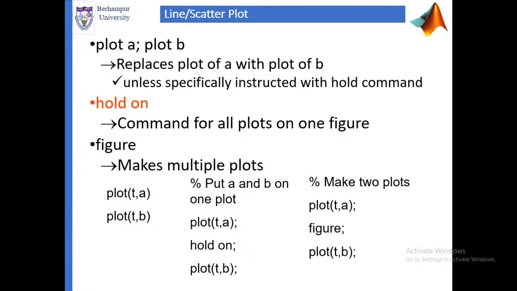Now we'll see some other features. Suppose you write plot A, then the next command line is plot B. What will happen? The moment you write plot A and press enter, the first plot will be done. So you will see the first plot. Then once you write plot B, the first plot will be eliminated. There will be no first plot, it will be extinguished, and you will get the second plot. So you will not see both the plots together.